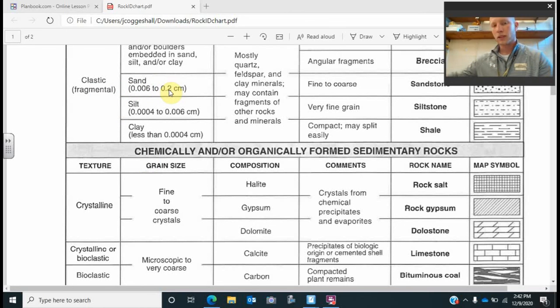And then something like siltstone, rightfully so, called siltstone because it's composed of silt. If you ever go to the bottom of your pond and take a handful of whatever's at the bottom, it's like black, nasty gunk, that's silt. That's just very fine particles that have settled at the bottom of your pond over the years. And that's even smaller than sand. That's 0.004 to 0.006.